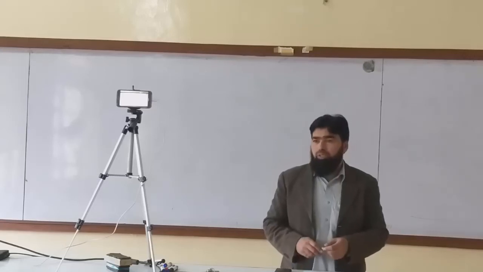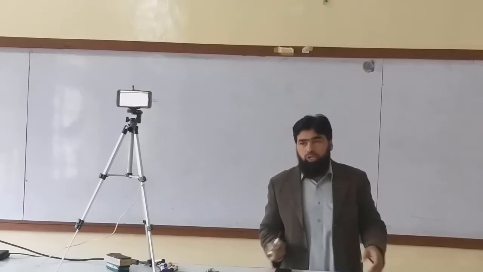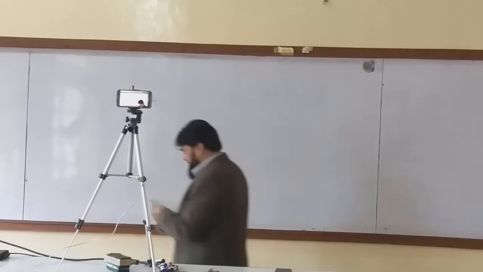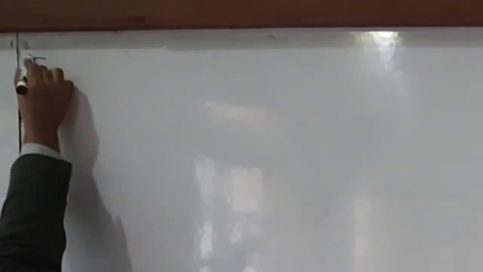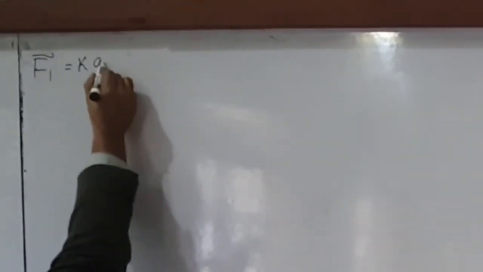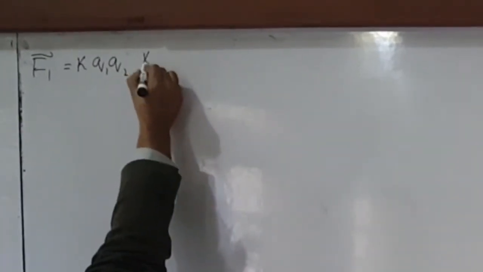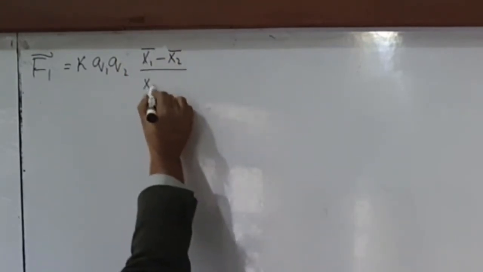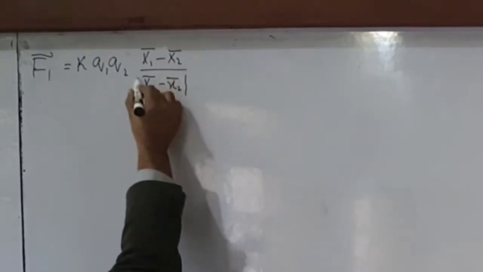Yesterday we started with the second chapter of Jackson, which was electrostatics in vacuum, and we started from the force F1, which can be written as k Q1 Q2 (x1 minus x2) divided by |x1 minus x2| cubed.